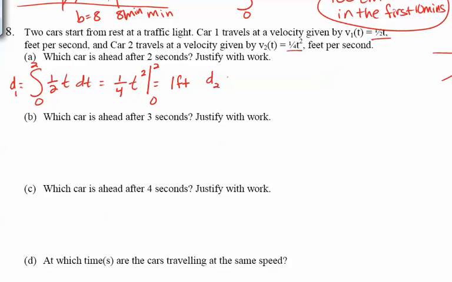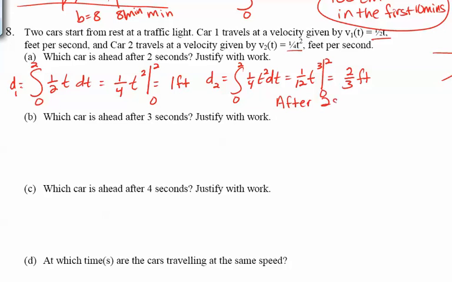The second car, we would integrate its velocity curve, 1/4 t squared dt, and its antiderivative, raise the exponent to 3 and divide by 3, or multiply by 1/3, from 0 to 2. So we would have 1/12 of 8. 8 over 12 is 2/3 foot. So after 2 seconds, car 1 is in the lead. Car 1 is in the lead. Let's maybe leave a space there. Car 1.